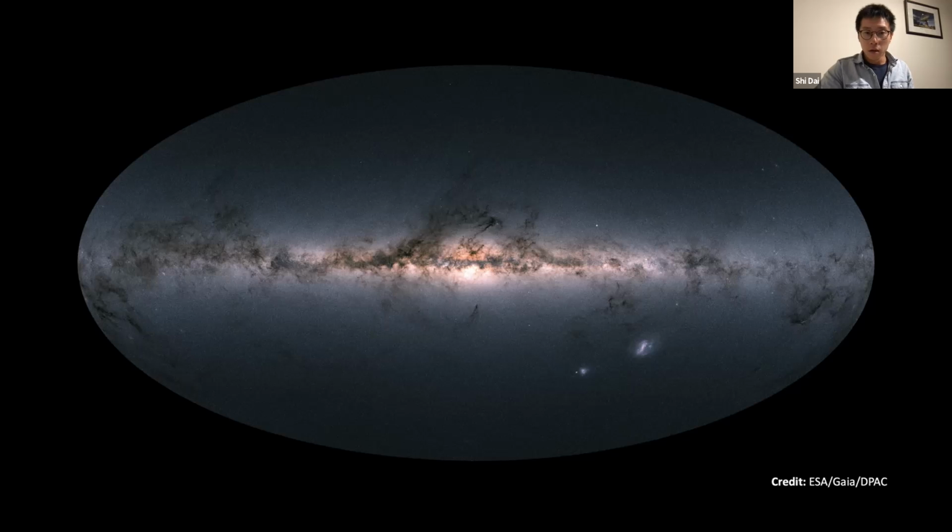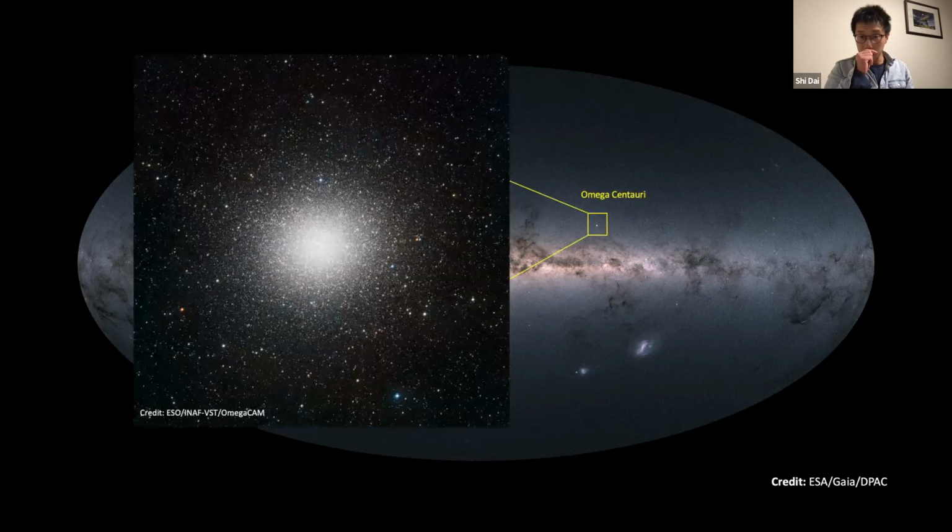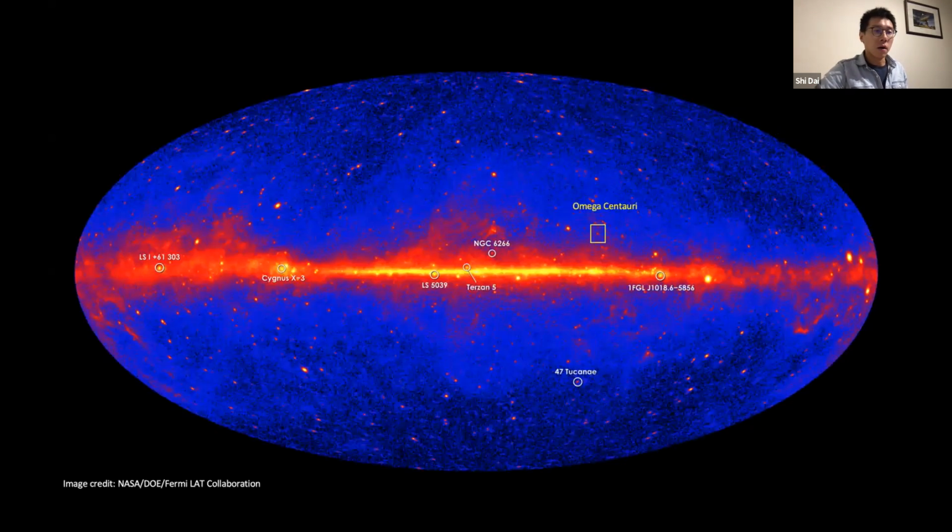So here, I'm showing a Gaia sky map, and immediately Omega Cen stands out. And if we zoom in, we see this really bright, massive star cluster. And it has a really, really long list of unique characteristic features. And I'm sure many of you know better than me.